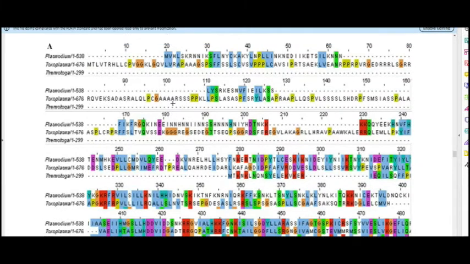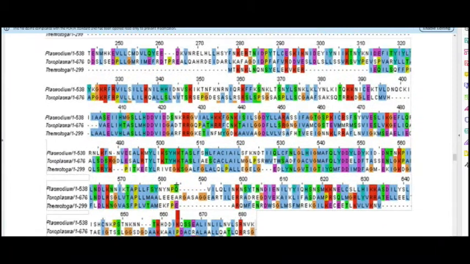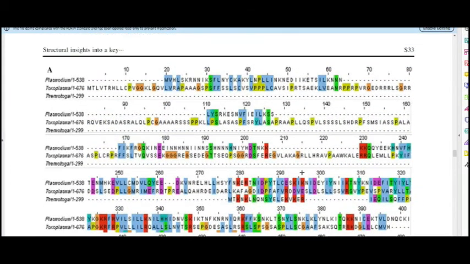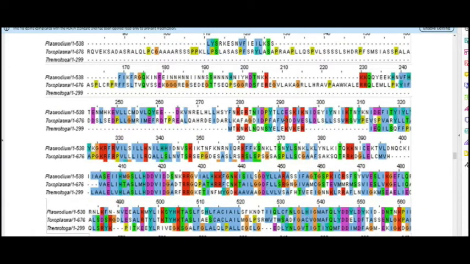And so we can see here that the blue seems to represent nonpolar or hydrophobic, and so we can see that there is a lot of conserved hydrophobic residues in it. The yellow is our proline, so there's quite a bit of proline in these. And so, yeah, these sort of red and purple are charged.